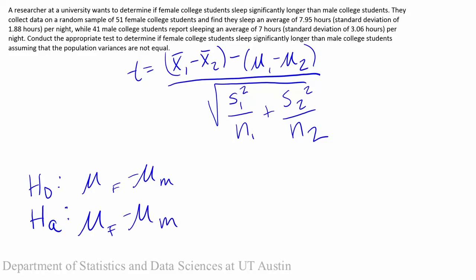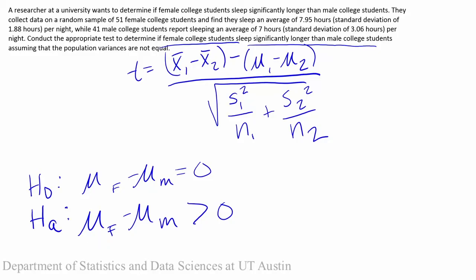The question asks us if female college students sleep significantly longer than male college students, and see if this difference is greater than 0. The reason we are checking to see if this difference is greater than 0 is because we expect the female college students to sleep more based on the question in the test. If the female college students are sleeping more than the male college students, we expect this difference to be positive and greater than 0. The null hypothesis is always that this difference is equal to 0, as in there is no difference between our two populations.